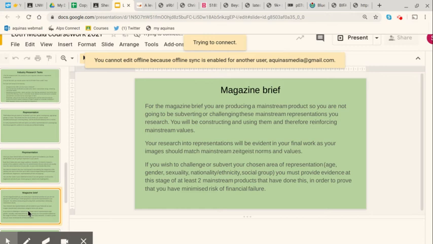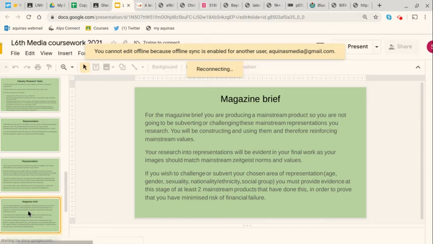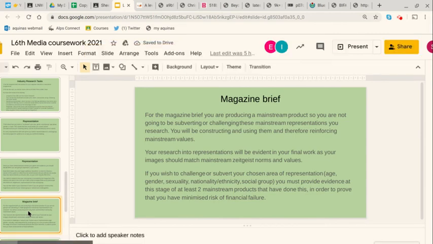Remember for the magazine brief, you're producing a mainstream product, so you're not going to be subverting or challenging these mainstream representations. Instead, you're going to be constructing them and therefore you'll be reinforcing those mainstream values. I'm going to go into a little bit of detail on a couple of representations of different people in a bit, so I'll explain to you what I mean by this.